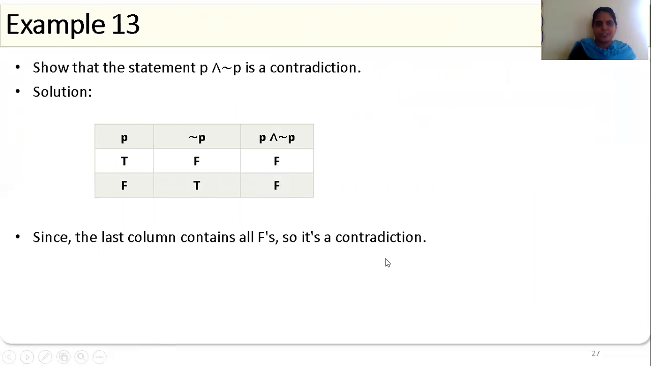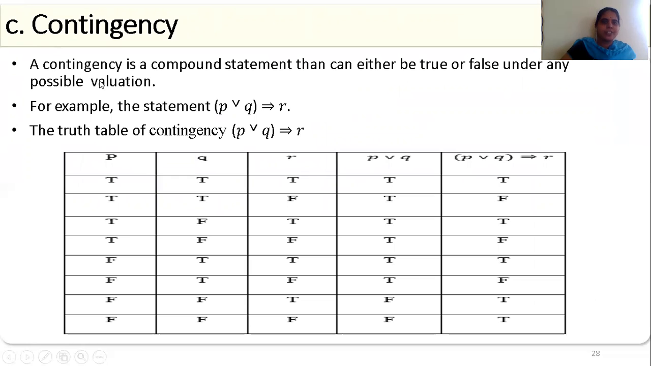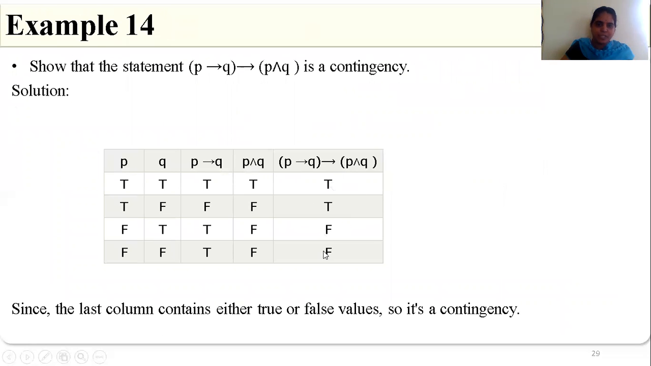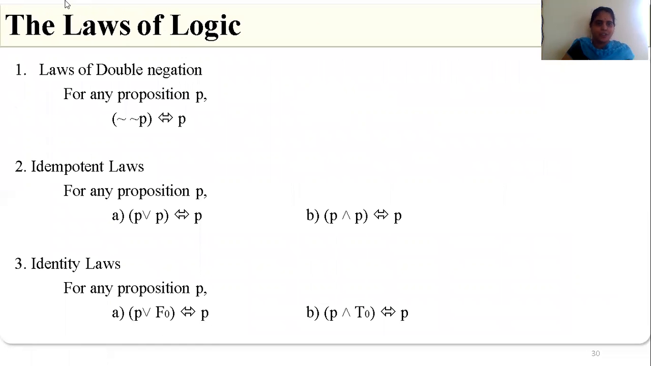So it is a contradiction. Next, contingency. Contingency is a compound statement that can be either true or false under any evaluation. If you consider this proposition, you can observe in the last column a mix of true and false values. So this type of proposition we can call a contingency. Here also, the last column contains a mixture of true and false values, so it is a contingency.